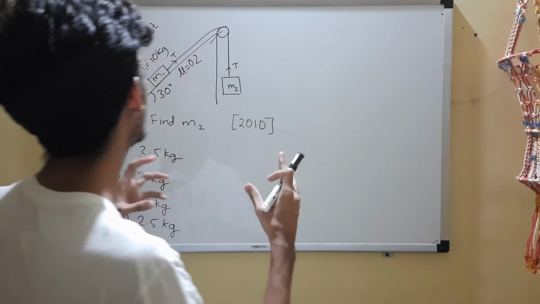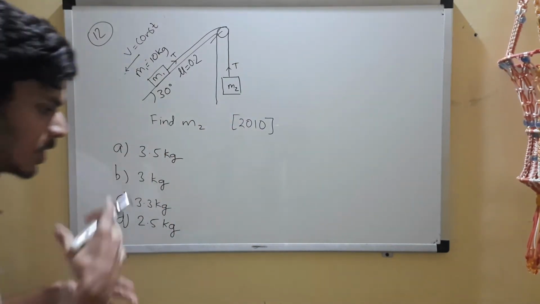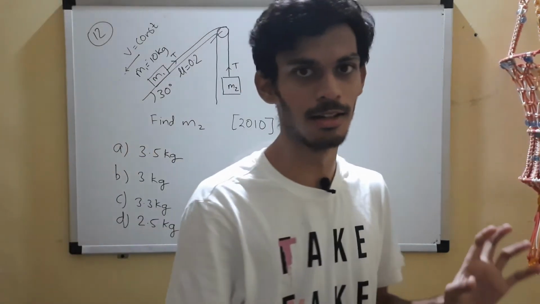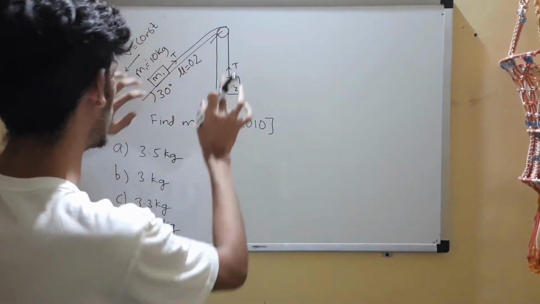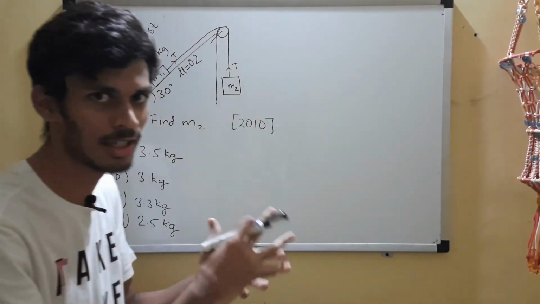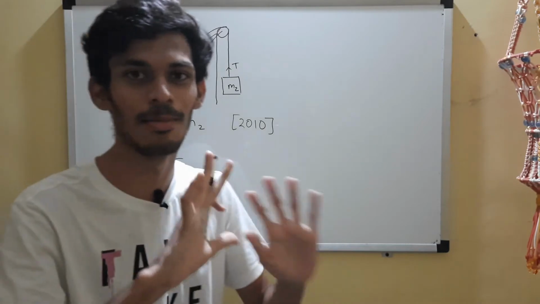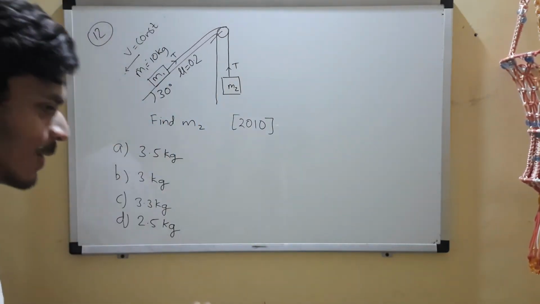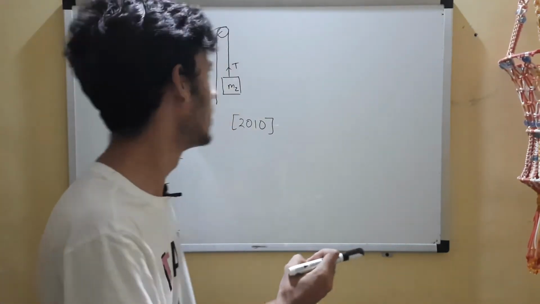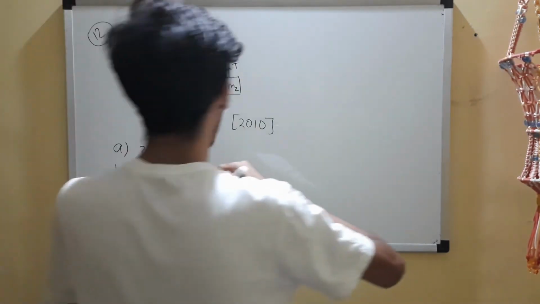You can also see it by the first law of motion, the law of inertia: since the system is moving with a constant velocity, external force is 0 and internal forces are balanced. So all we need to do is just balance the forces, right? Now let's do that. Let's draw the FBD first.